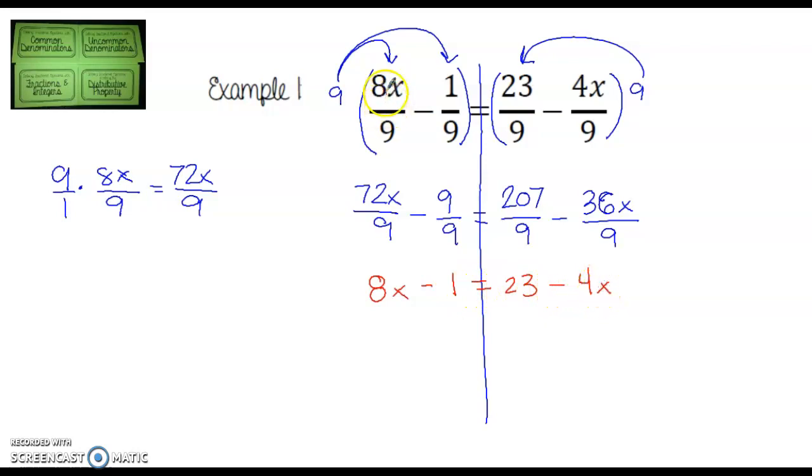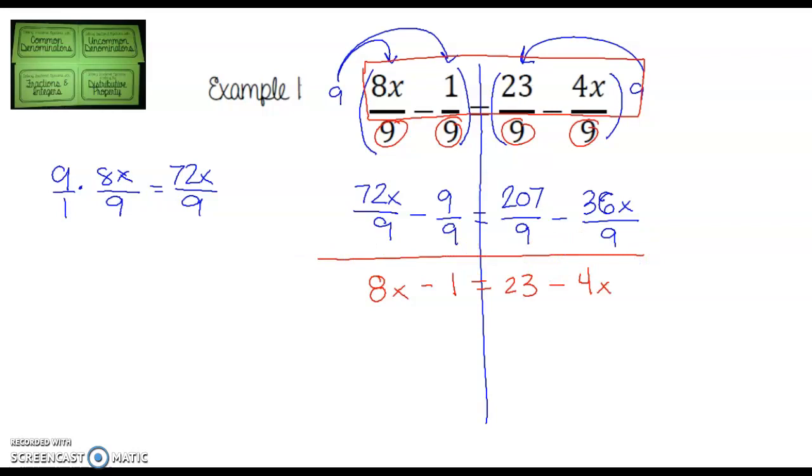Well, if we go back up here, we also have 8x minus 1, 23 minus 4x, right? So multiplying by that common denominator just gets rid of the denominator. So we got rid of all the fractions. So that's our whole point, because we don't like working with fractions, right? So now go ahead and solve this.